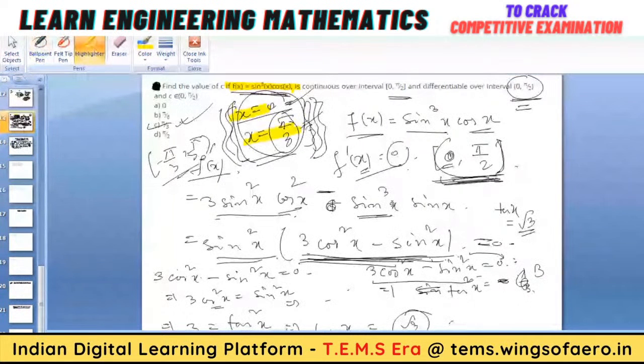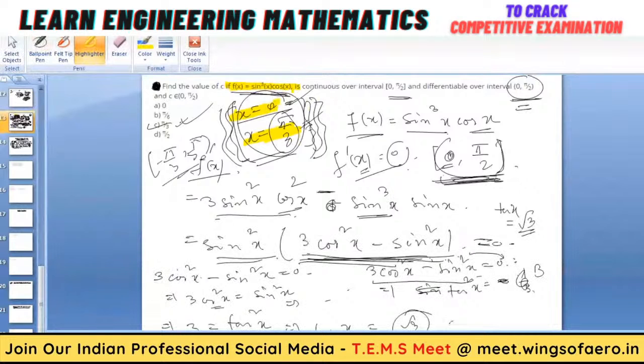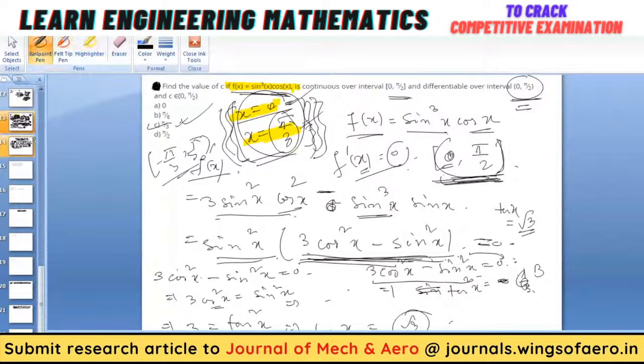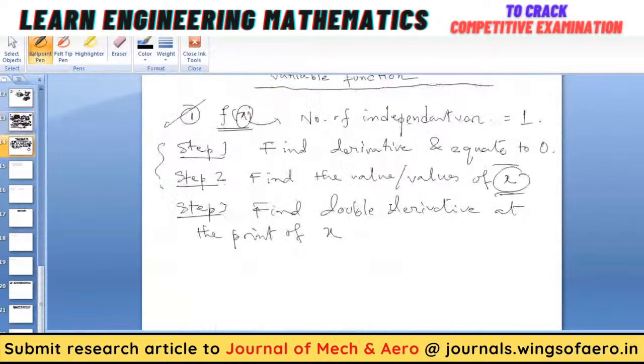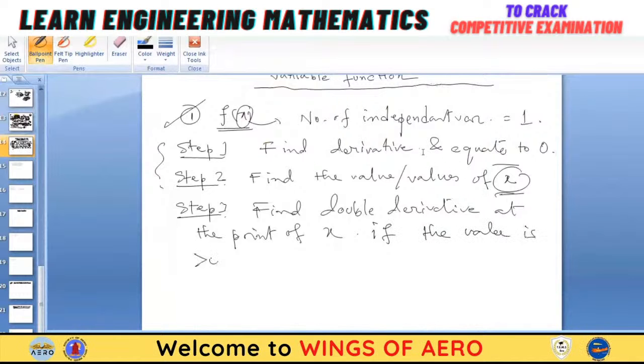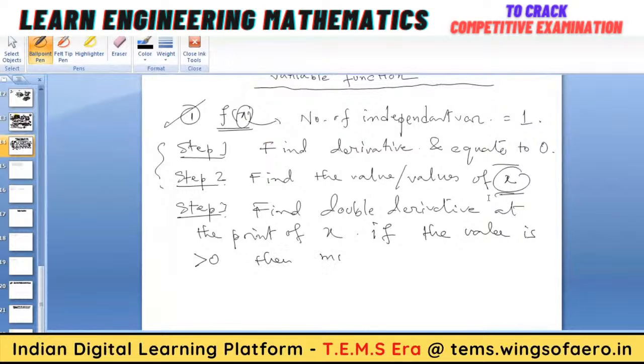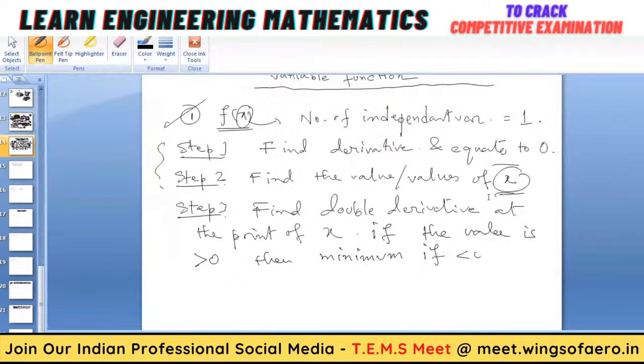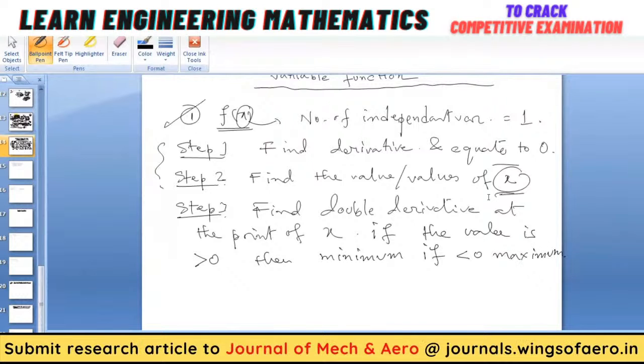If the value of the second derivative is positive, then it is minimum. If the value of the second derivative is negative, then it is maximum. Okay, very simple. If the value is positive, greater than 0, then minimum. Less than 0, maximum.